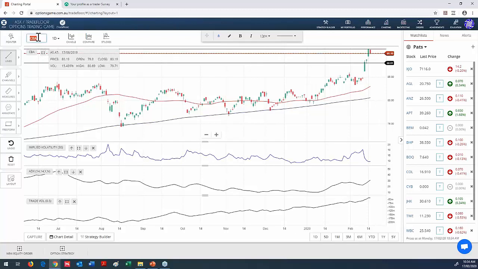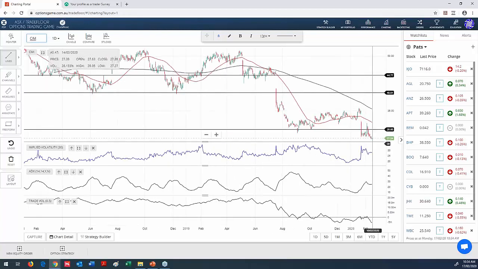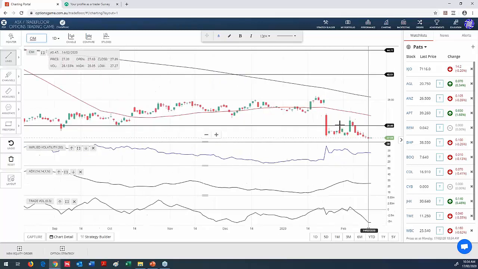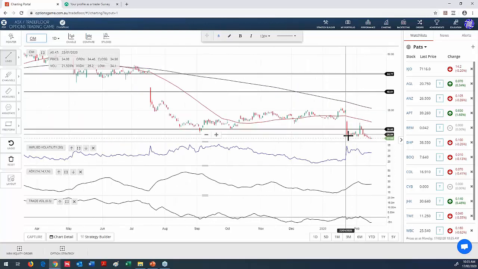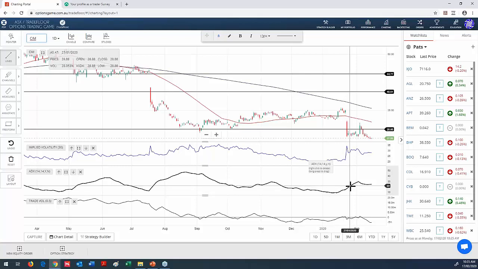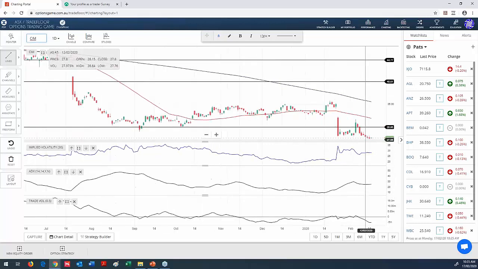Jump into another one here, CIM. It's had a bit of a move. It had a major move back in January, and it was initially flagged for a lit short trade. It would have been shortly after, on the 28th. Actually, it would have been just recently. Yeah, it looks like it's a recent one.